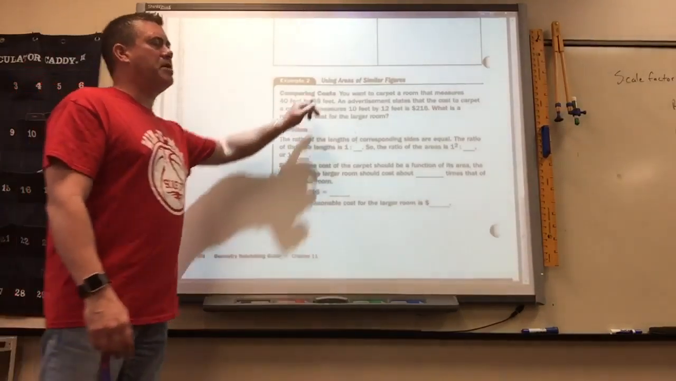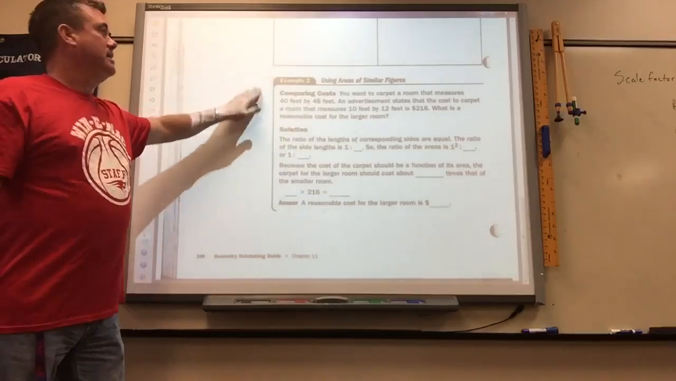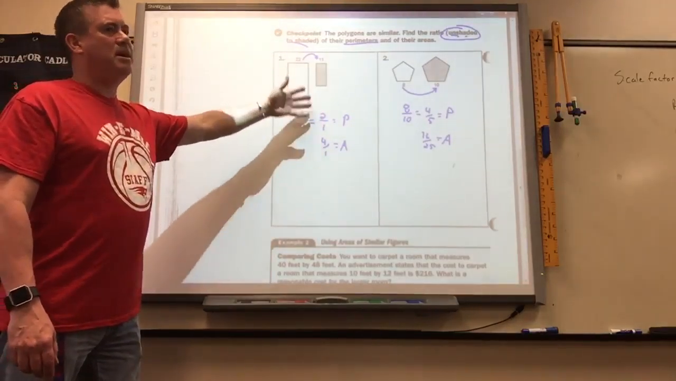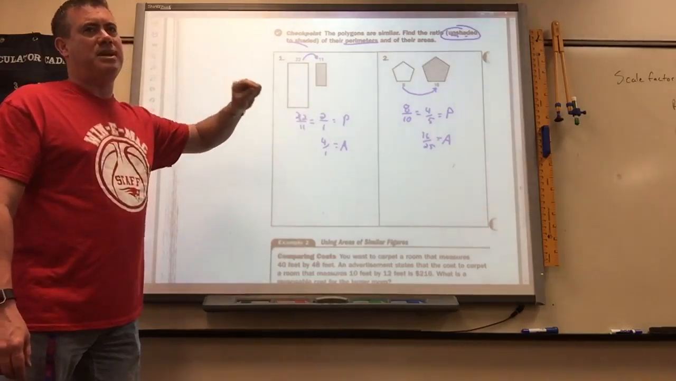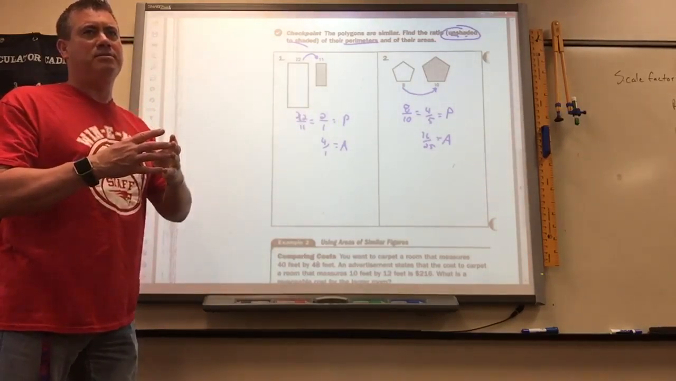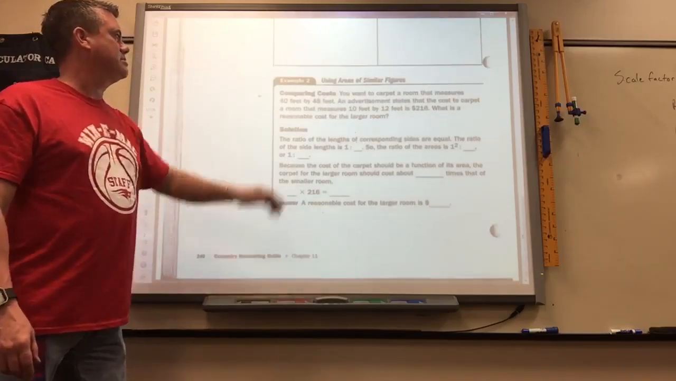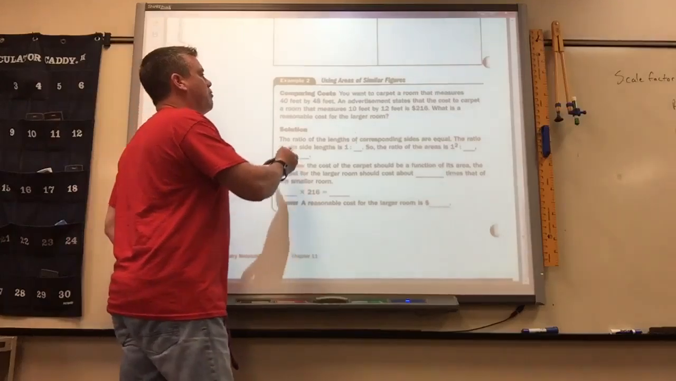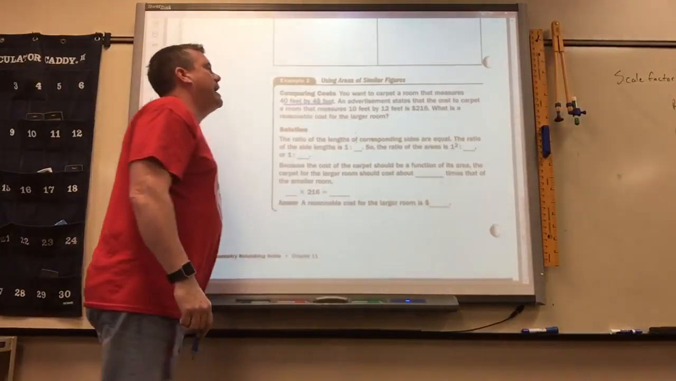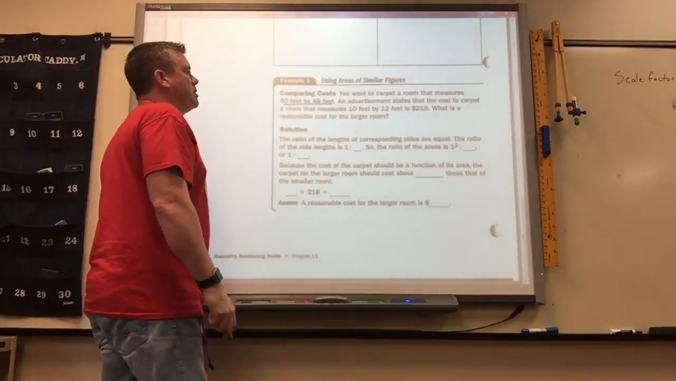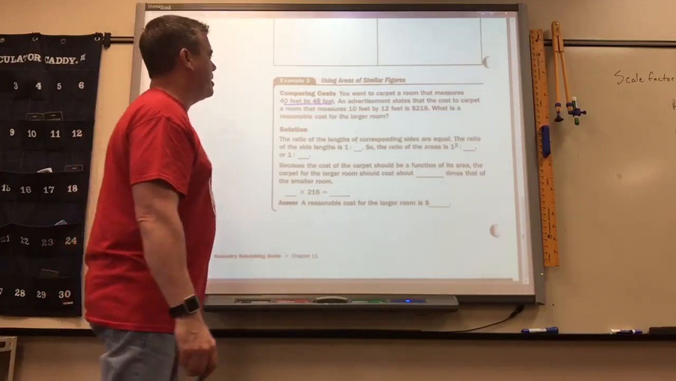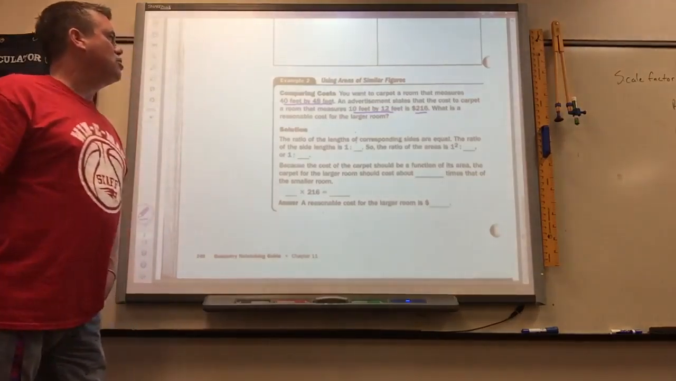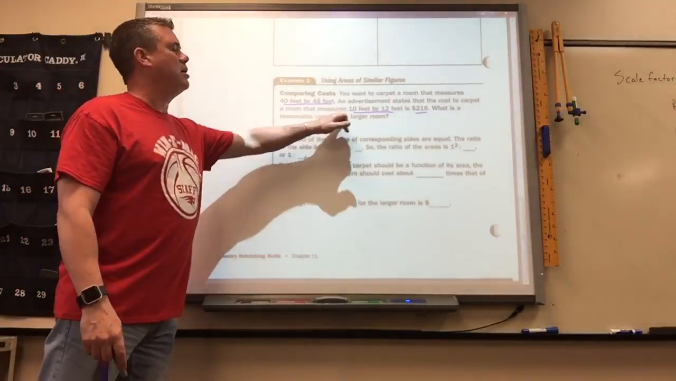Okay, we have a couple problems in our assignment today. I think there's like 4 like this, and then a couple word problems like this, where they just explain the sides. They just don't have a drawing of it. And then there's one like this. You want to carpet a room that measures 40 by 48 feet. An advertisement states the cost to carpet a room that measures 10 by 12 is $216. So what is a reasonable cost for the larger room?